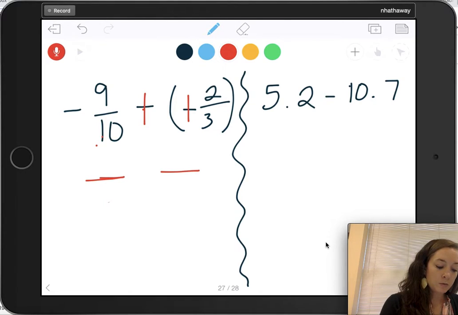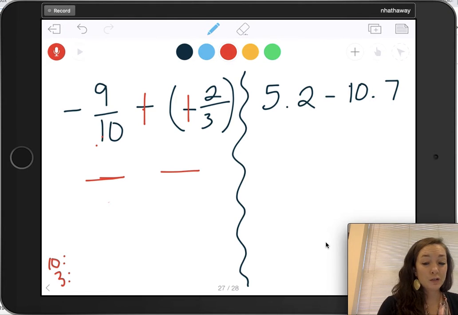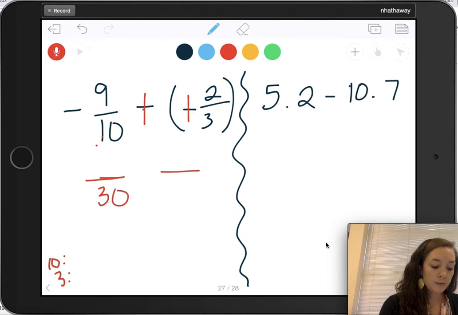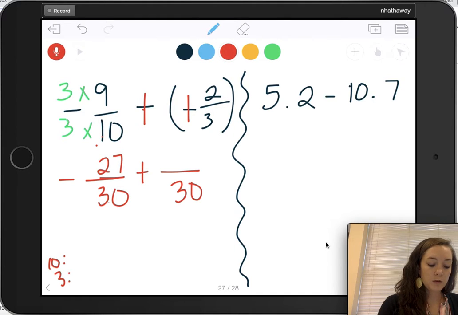I could write my multiples of 10 and 3, but I could also just multiply them. I know that 10 times 3 is 30, so I'm going to try 30. What number do I multiply 10 by to get to 30? 10 times 3. So what is 9 times 3? 27. Don't forget your negative. Now this is a positive 2/3. What do I multiply 3 by to get to 30? Well, 3 times 10. So 2 times 10 is 20.